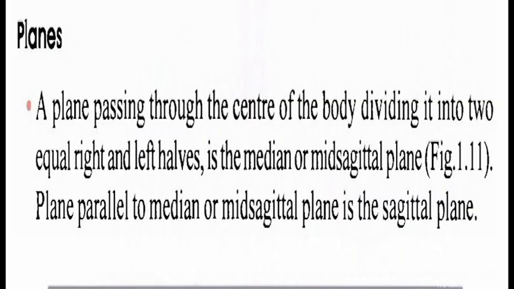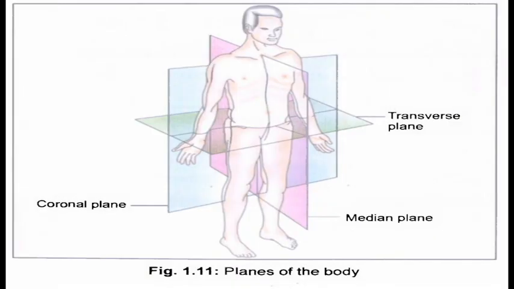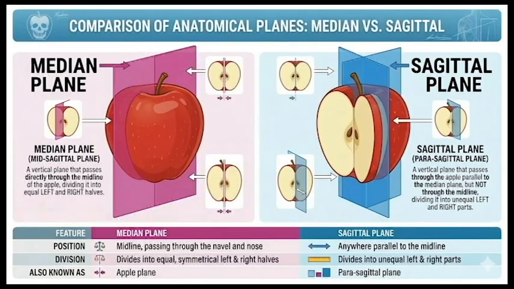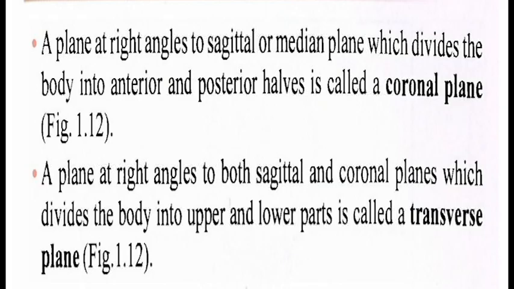Sagittal plane. Any plane that runs parallel to the median plane. Feature: it also divides the body into right and left parts, but they are not necessarily equal. These can be thought of as lines running alongside the median plane. Analogy: if cutting an apple exactly through the middle is the median plane, then cutting parallel slices next to it represents the sagittal plane. Coronal and transverse planes.